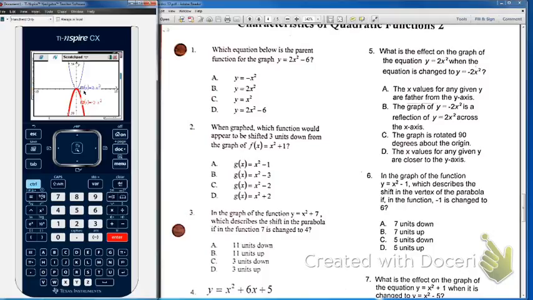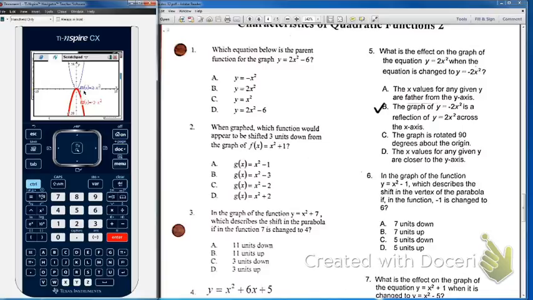So look at your answer choices. It says, A, the x values for any given y are farther from the y-axis. So are they farther from the y-axis? No. The graph of y equals negative 2x squared is a reflection of y equals 2x squared across the x-axis. So what that means is they took it and reflected it over the x-axis. Okay? That's a possibility, so let's put a check mark right there.